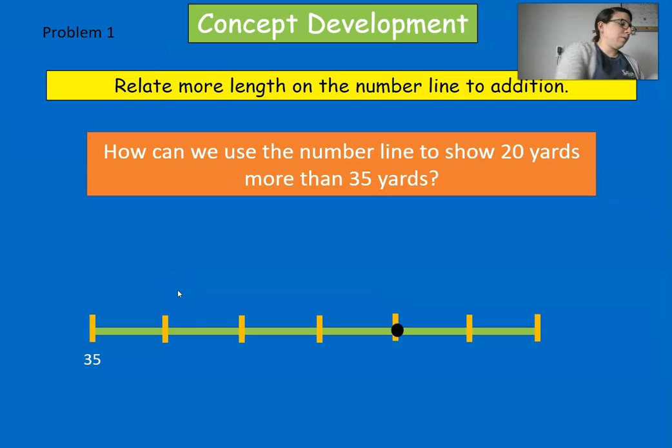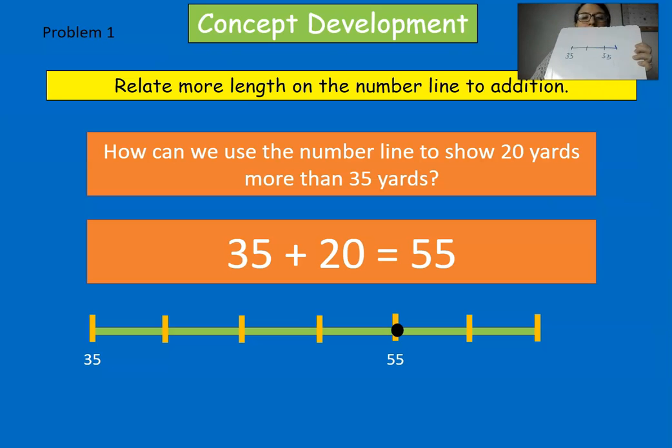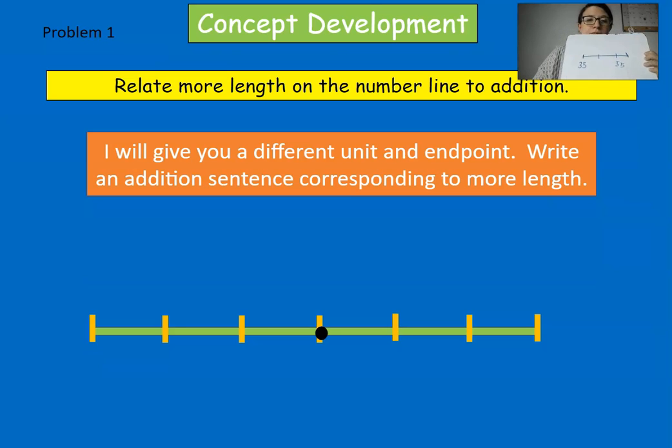Or it would be to add 10s. I'm going to do it by 10s on mine. So I have 35, 45, 55. So we know 55 is 20 more yards than 35. Okay. For this one, I'm going to give you a different unit and an endpoint.